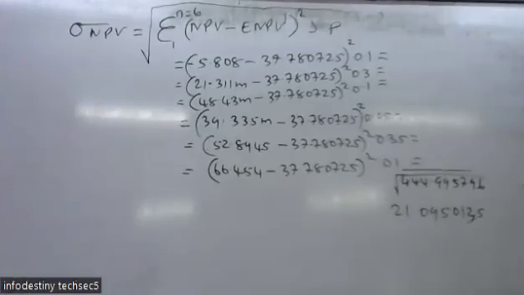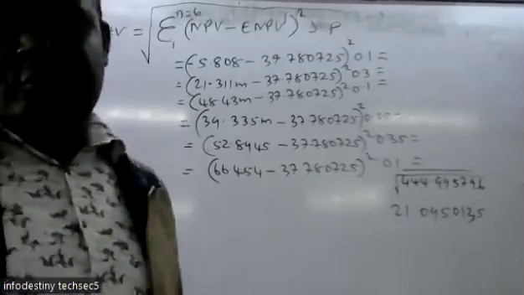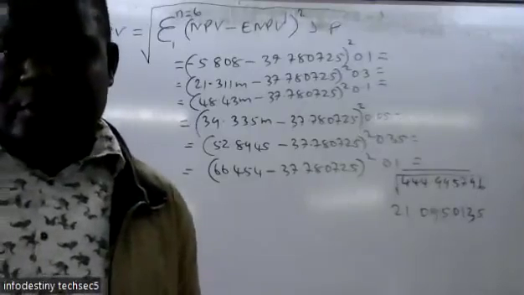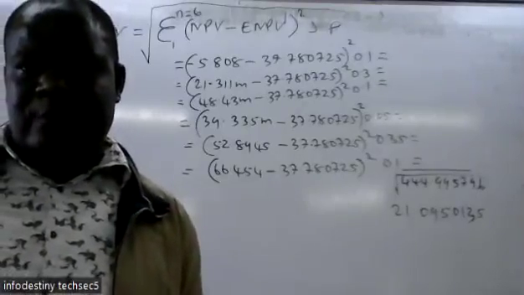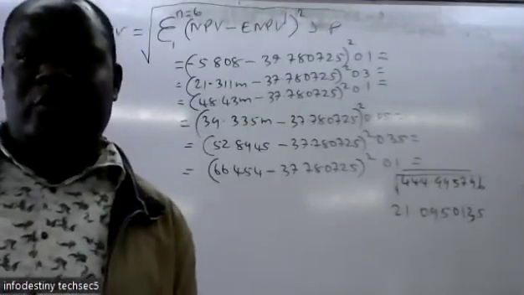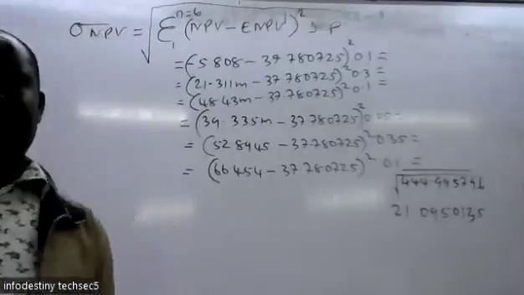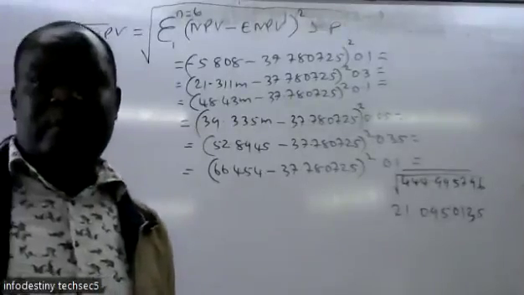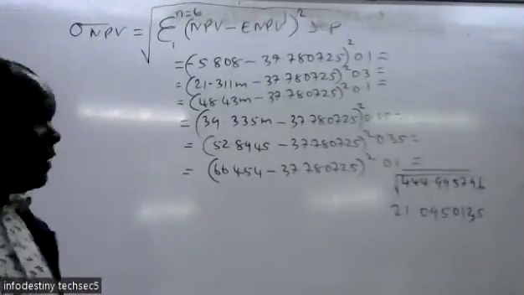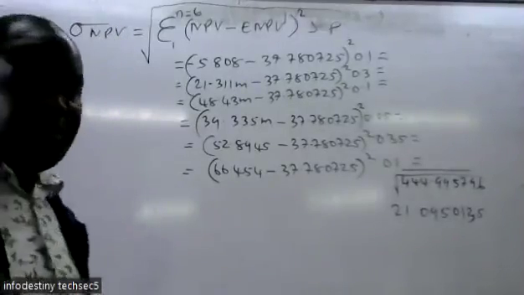So 21.0950135 is our Roman letter 2. So someone else got 21.07. Those are rounding off, but the key issue is 21.095. So that should be our standard deviation.